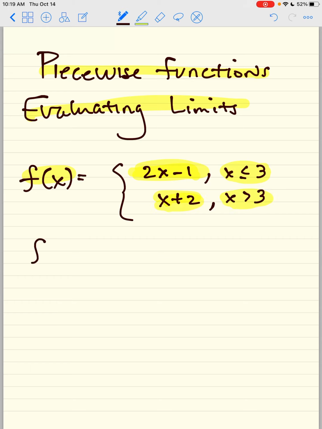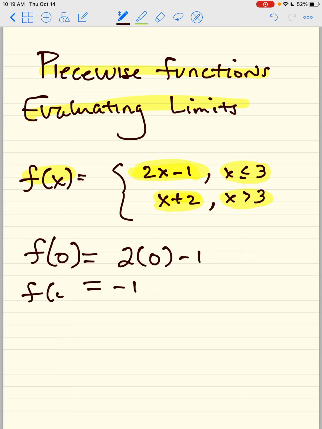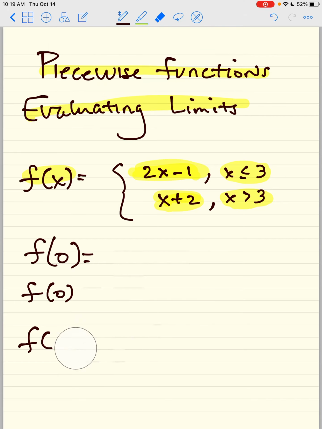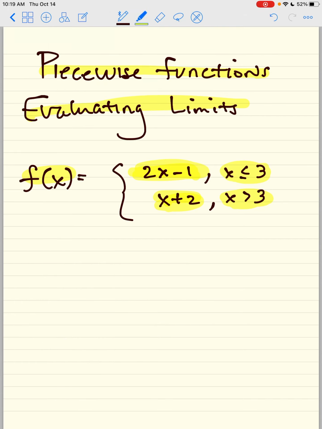So for example, if I asked you what the value of f of 0 was, then you would put it into the top equation. So most of you already know how to do this. If I asked you about f of 1, you would still put it in the top equation because that's less than 3. And you would get 3 points, okay? So the most important thing about this right now is going to be that number 3, the number that's basically right here.